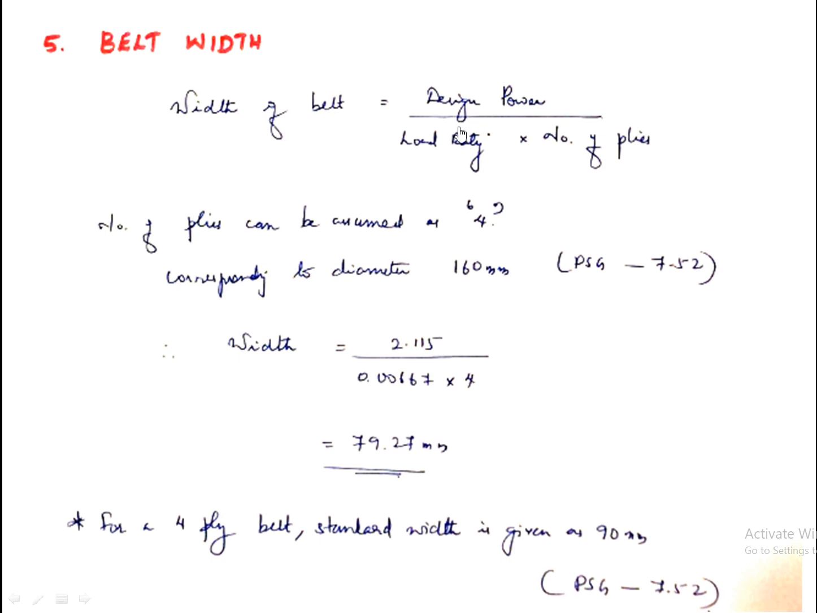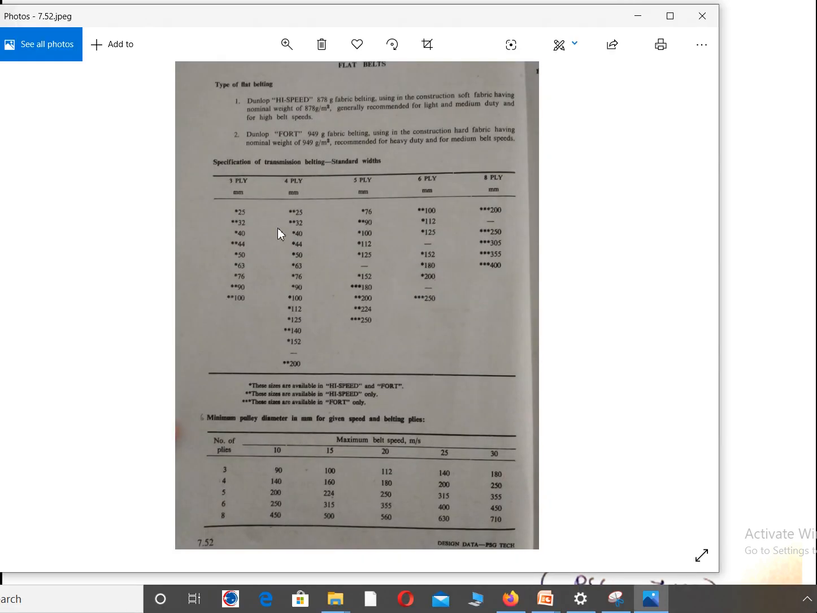You have already found the design power and load rating, and the number of plies we have selected using the minimum diameter from the table in 7.52. Okay, now once you get the width, you need to standardize the width. For that, on the same page 7.52, you can see the standard widths. Depending upon this 4 ply, since the value we got was 77 something or 79 something, the next standard value is actually 90.